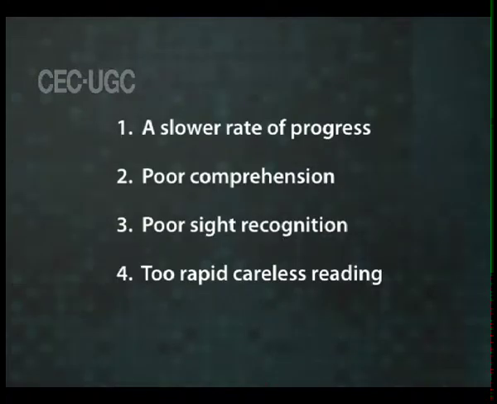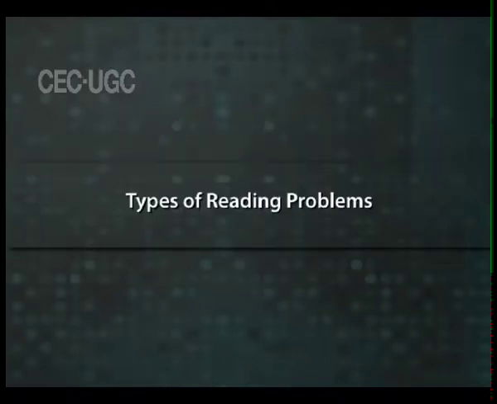Reading problems of disabled readers: a slower rate of progress, poor comprehension, poor sight recognition and too rapid, careless reading. Types of reading problems. Visual dyslexia.